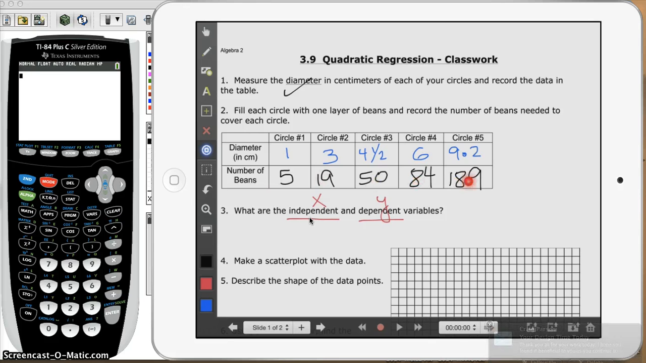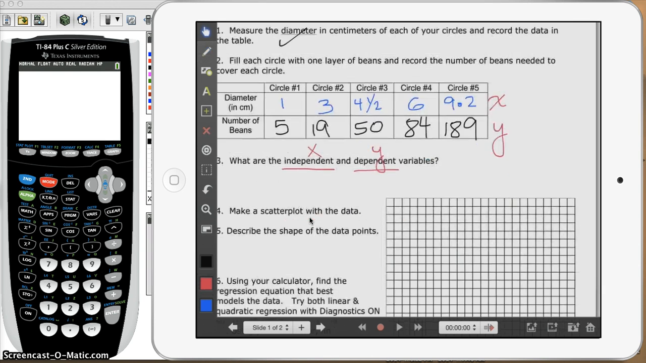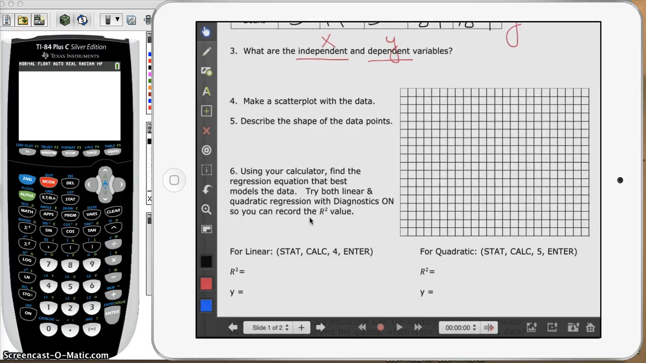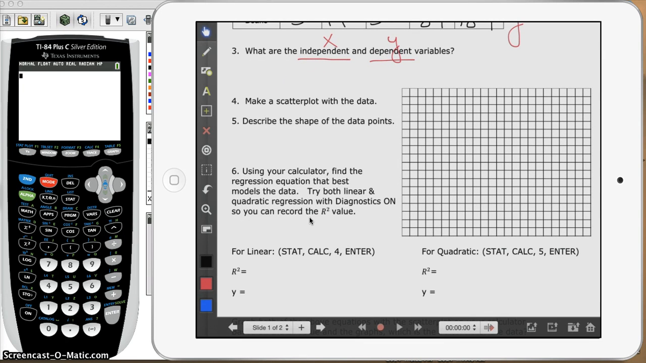So yes, the number of beans depends on the diameter. So my x value is going to be the diameter and my y value is going to be the number of beans. Now you have to make a scatter plot with the data that you have. Remember that your data is going to be different from mine. So I'm going to start with you on that.